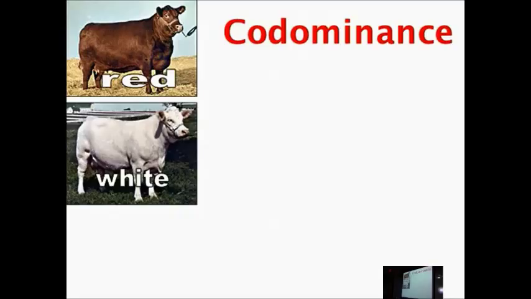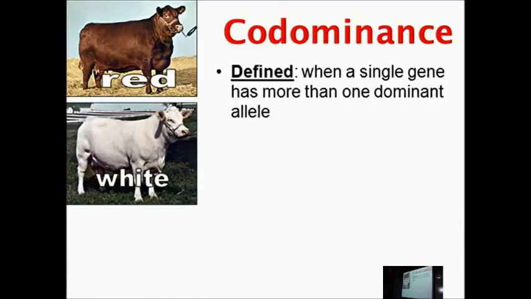So let's first look at the inheritance pattern called codominance. The definition of codominance is when a single gene has more than one dominant allele. If you've seen my other videos before, we've never seen this pattern before, and this was completely unknown to Gregor Mendel as well. If you recall from Mendel's experiments, he was looking at, for instance, flower color. The peas either had purple flowers or white flowers. Purple was dominant, white was recessive. But in codominance, it's possible to have more than one dominant allele.